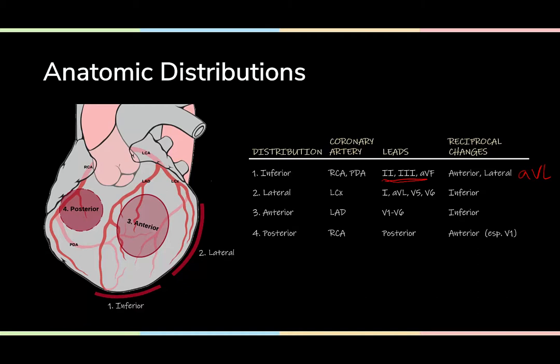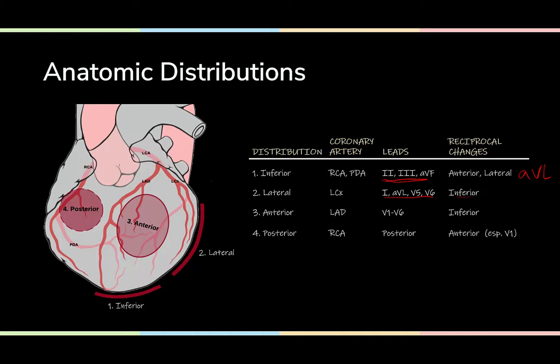So let's move on to lateral MIs. So these are almost exclusively caused by left circumflex occlusion. And we see the ST elevations in V5, V6, and then the high lateral leads, 1 and AVL. And we'll see reciprocal changes in the inferior leads.